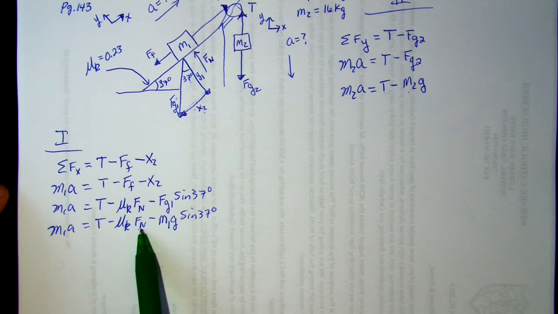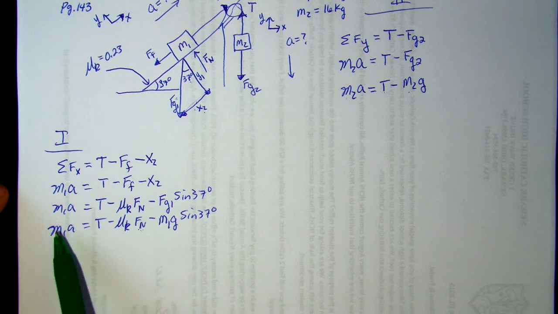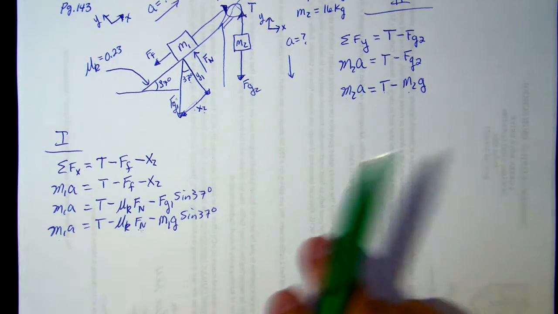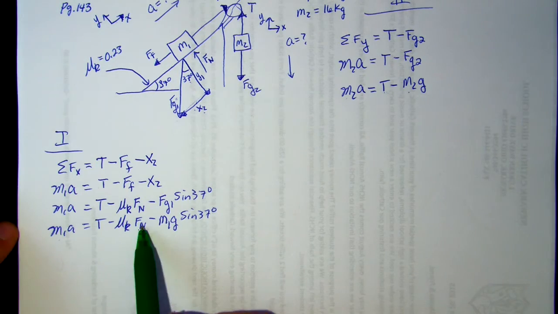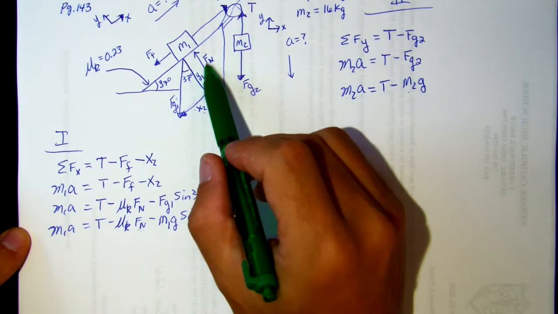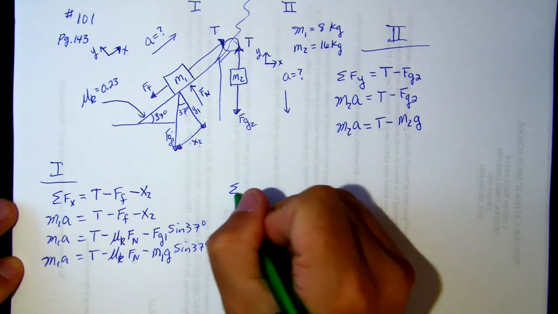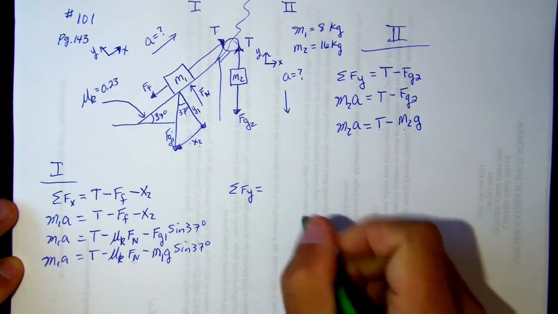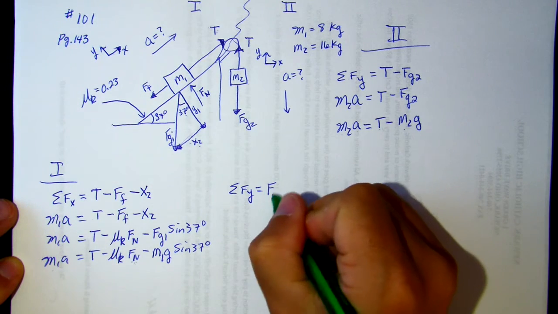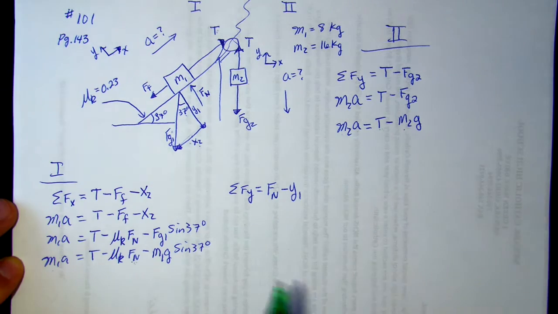So I need to figure out what Fn is. If I can plug that in, then I'll have the same two unknowns, two equations, two unknowns. I can solve it. So I look for Fn. Fn is in the positive y direction for part one. So I need to do sum of the forces in the y direction. And that would be Fn minus Fy1.